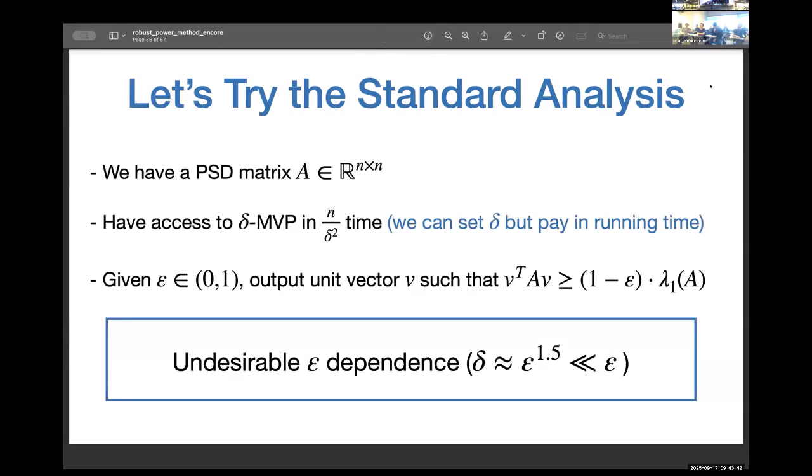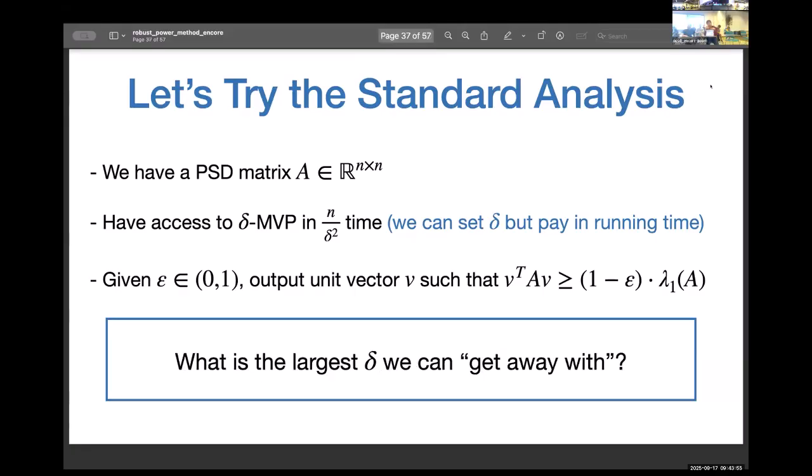Right, so this is an undesirable, not aesthetically pleasing result, right? Somehow the right parameter should be epsilon, because that's the precision that we're asking for. But if you do the standard analysis, it gives you something a little bit worse. Okay, so let's try to improve it.